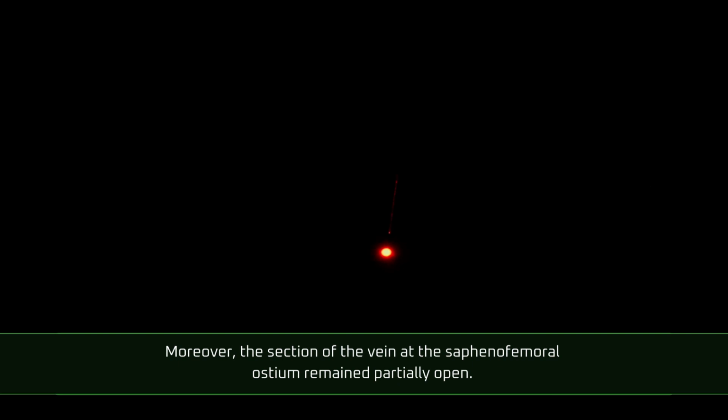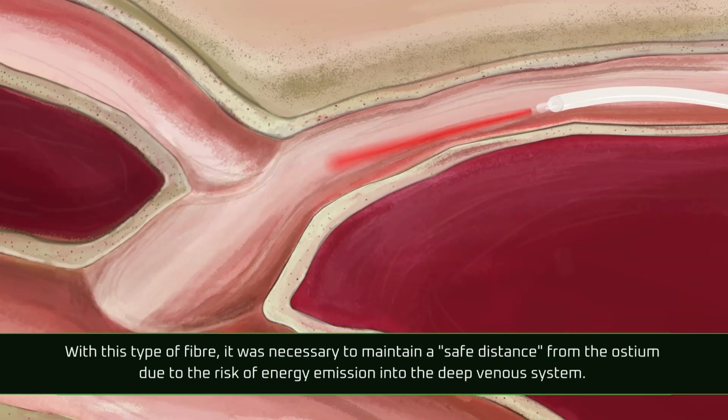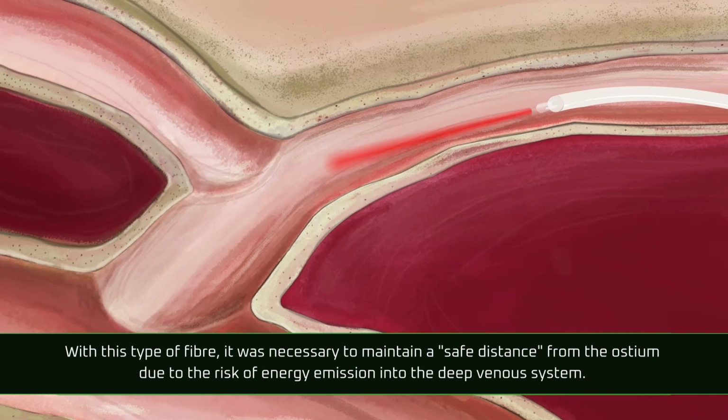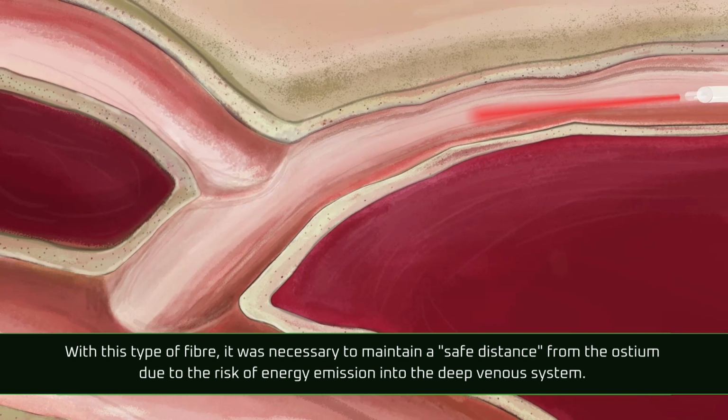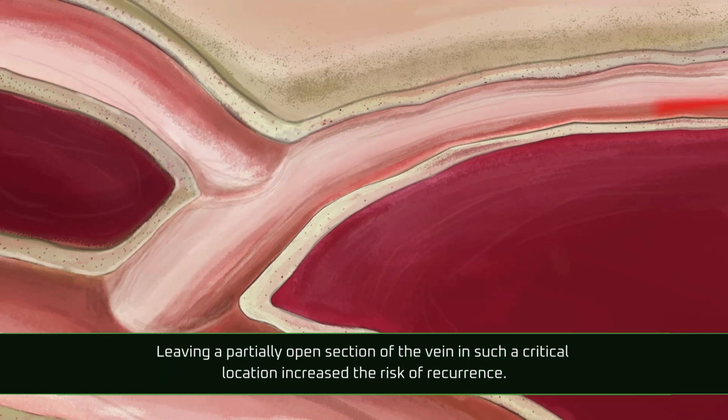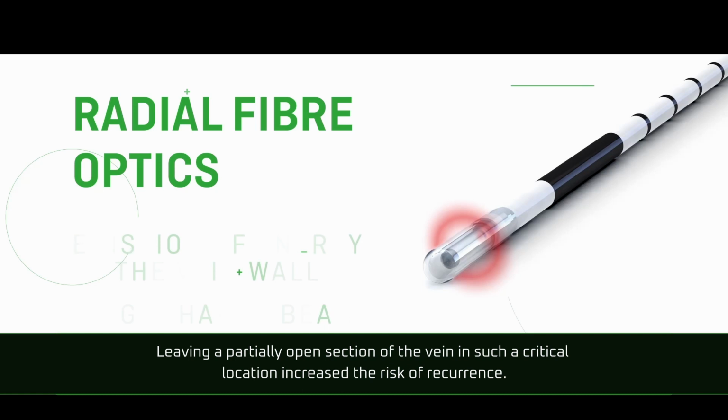Moreover, the section of the vein at the saphenofemoral ostium remained partially open. With this type of fiber, it was necessary to maintain a safe distance from the ostium due to the risk of energy emission into the deep venous system. Leaving a partially open section of the vein in such a critical location increased the risk of recurrence.